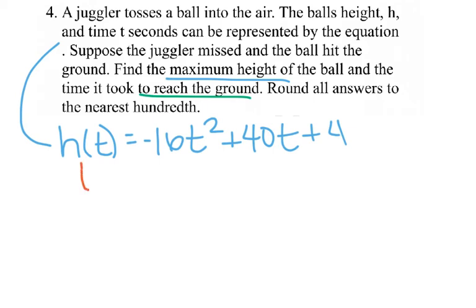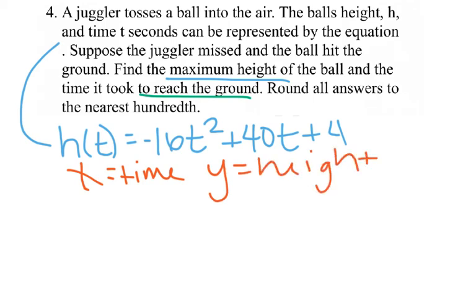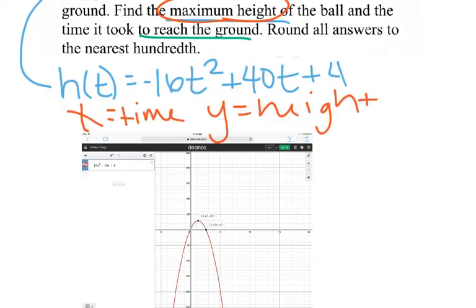Also remember that x is going to be time, like always. Y is going to be height. So when we want to find the maximum height, you need to find the y coordinate of the vertex, and when we want to find where it reaches the ground, that is the x-intercept, the place it hits the x-axis. So go ahead and graph this and find both of those, and pause the video and do it in 1, 2, 3.